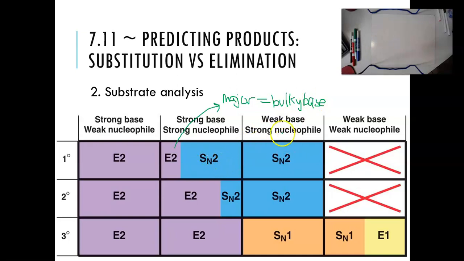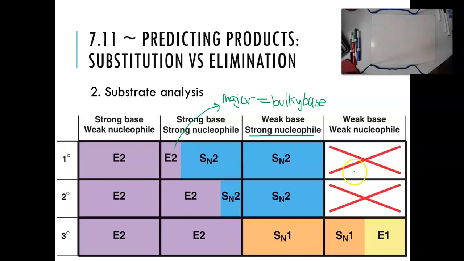And then in our next category, the weak base, strong nucleophile, because the nucleophile is the stronger portion or the stronger behavior, our substitution is favored. So when it is primary or secondary, our SN2 pathway will take over. There's less steric hindrance, and it's a less stable carbocation. But when we have a tertiary, it's going to go that SN1 pathway because we do have a stable carbocation.